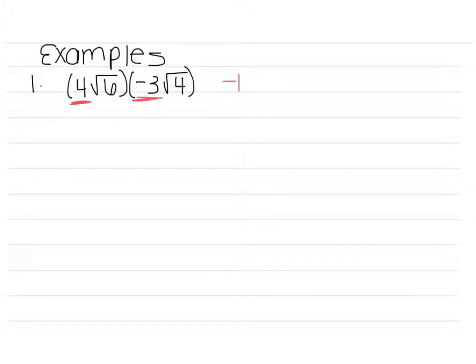So for number 1, 4 radical 6 times negative 3 radical 4. So first what we're going to do is we are going to multiply our coefficients. So 4 times negative 3 is negative 12. Next, we multiply our radicands. So 6 times 4 is 24. And the radicands are going to stay under the radical sign.